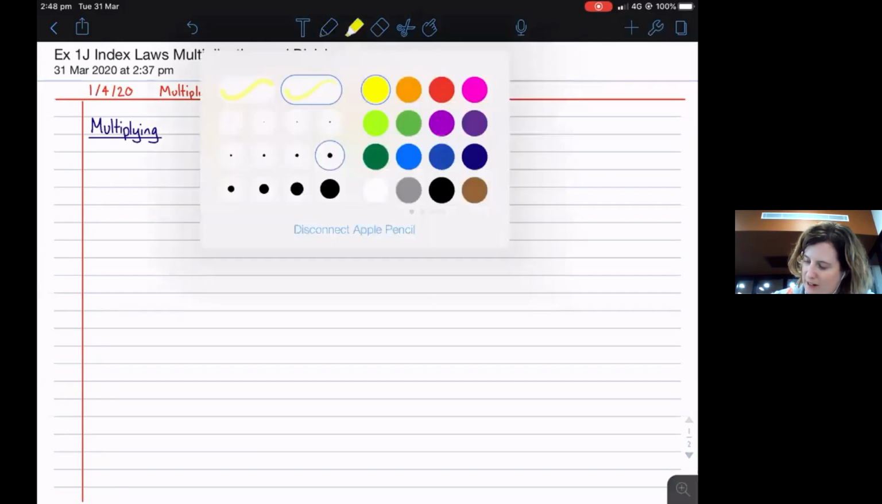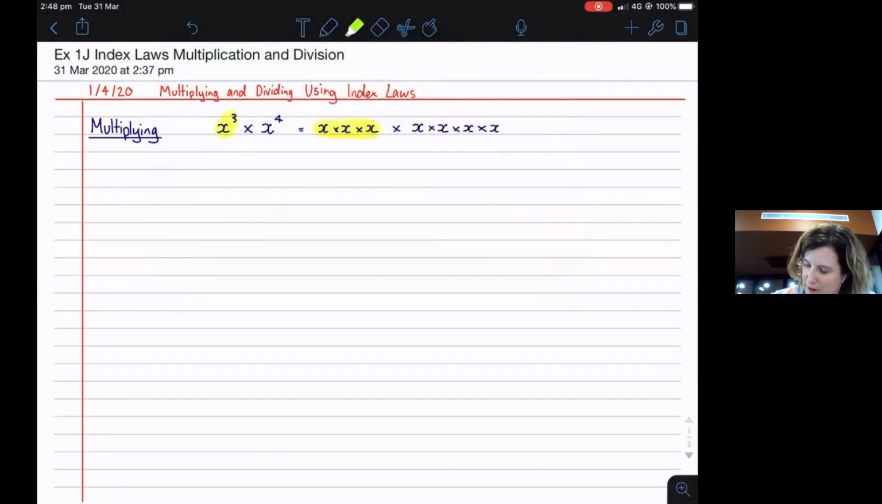Get out your second different colour highlighter. Let me see if green works. Yeah, that looks like a different colour. Sometimes they look really similar on the screen. Now, how many x's do I actually have there? 1, 2, 3, 4, 5, 6, 7. So that equals x to the 7, because it's x times itself 7 times. It's x times x times x times x times x times x times x. X to the 7.